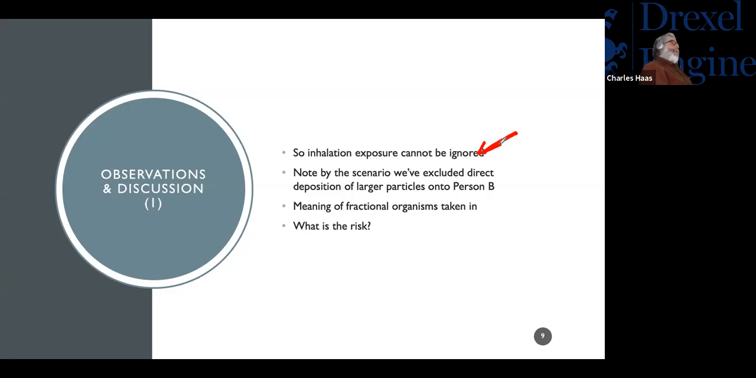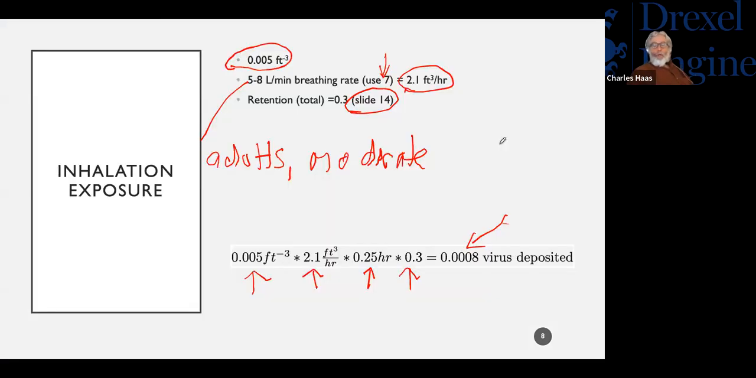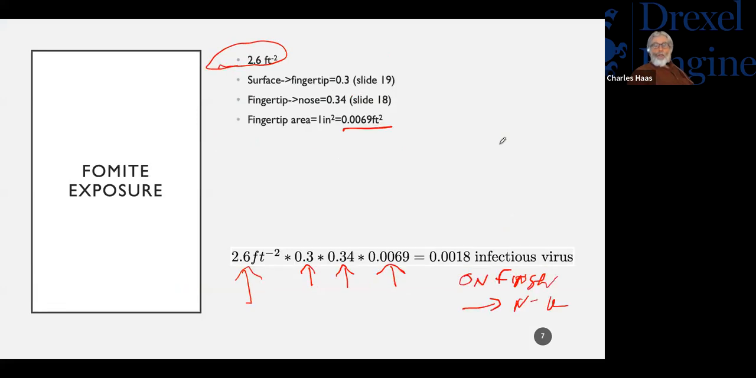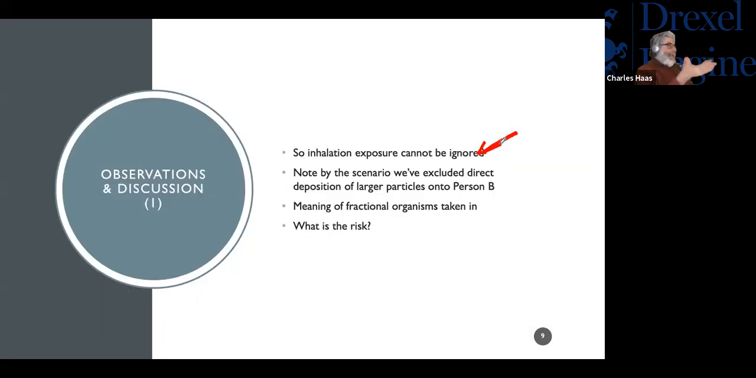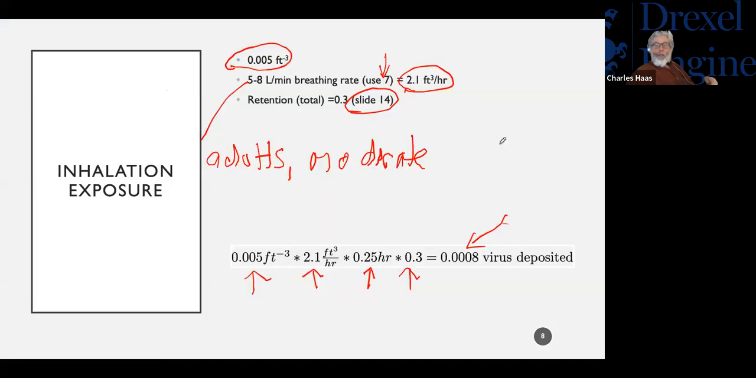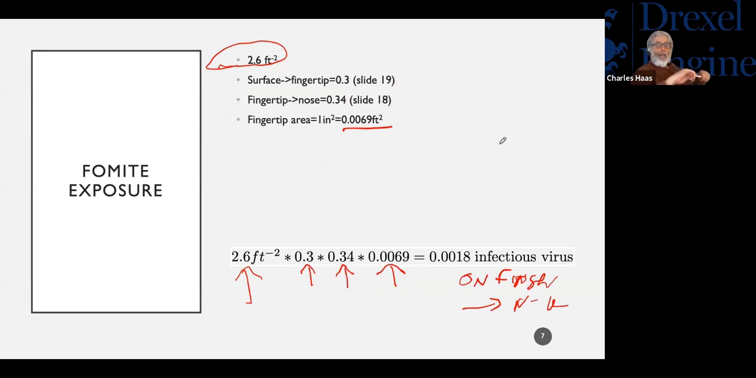Now, these doses of organisms are fractional, right? If we go back, for inhalation exposure, 0.0008. For fomites, 0.0018. What does that mean? We can't have a fraction of a living organism. So what that means is maybe in the case of inhalation exposure, if we had 1,000 people going through the same scenario, on average, somewhat less than one person would be exposed to a viable virus. In the case of fomites, if we had 1,000 people being exposed, on average between 1 and 2 would be exposed to a viable virus.